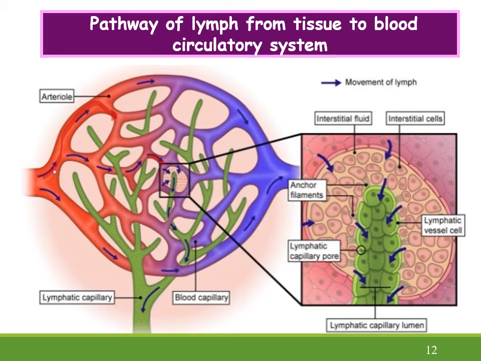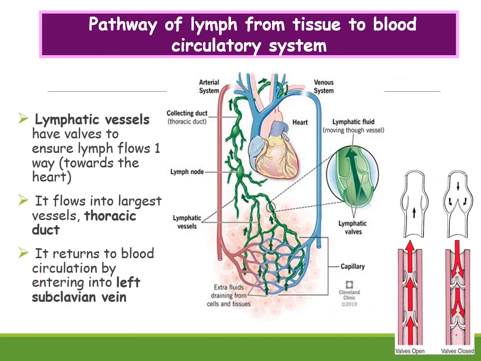This fluid is called interstitial fluid. Okay, when we enlarge it, this is the interstitial fluid, and it will enter the lymphatic vessel to form the lymphatic fluid or lymph. The extra fluid draining from cells and tissue will enter the lymphatic vessel and form lymph, and it will travel along the lymphatic vessel.